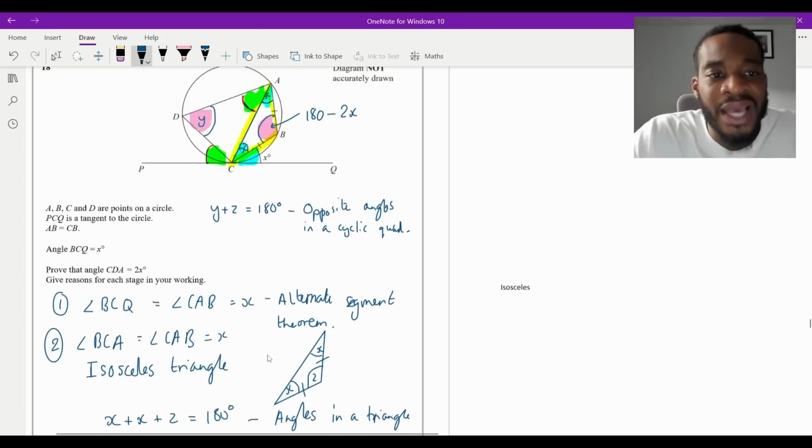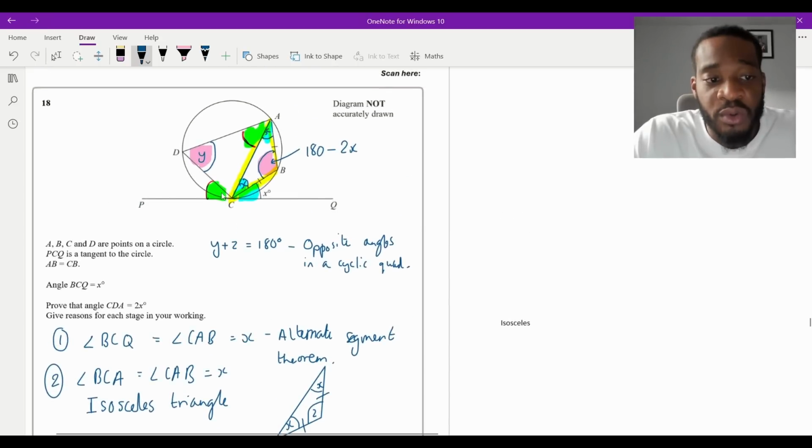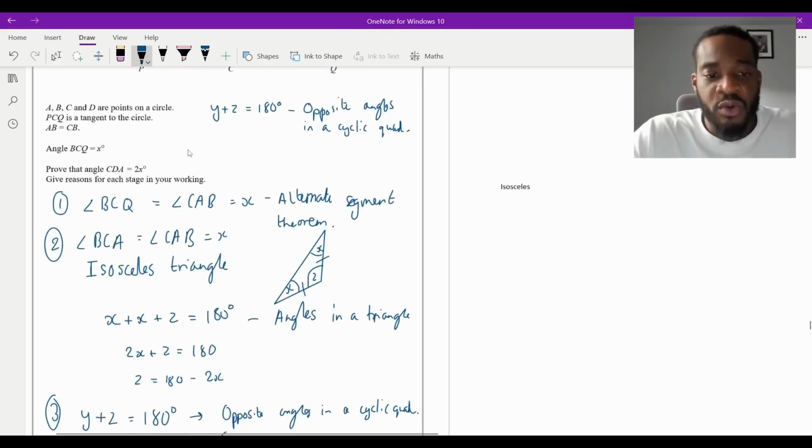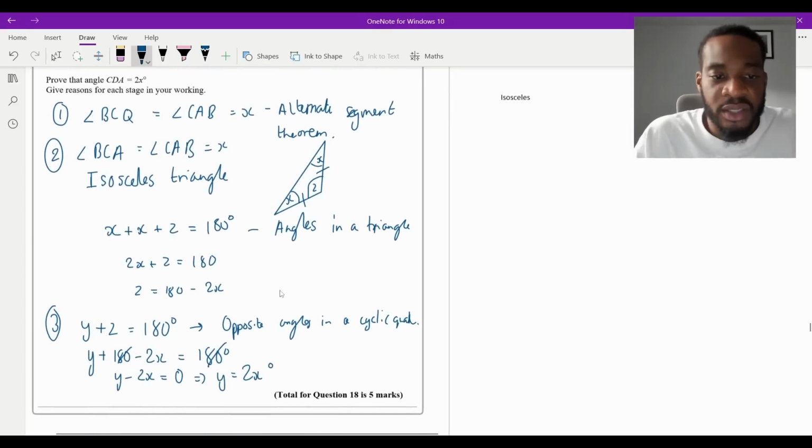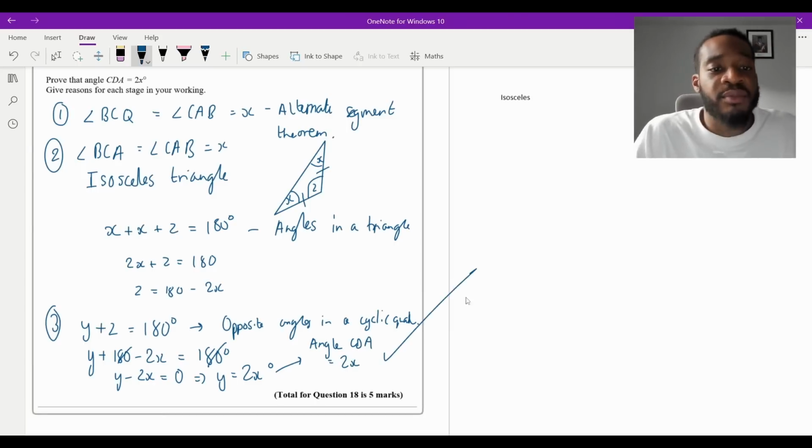Remember, angle y is what we labeled as the angle we're trying to find. Prove that angle CDA is equal to 2x. So yeah, we've proved it. Angle CDA is equal to 2x. So therefore, angle CDA is equal to 2x. We've done it, proved.